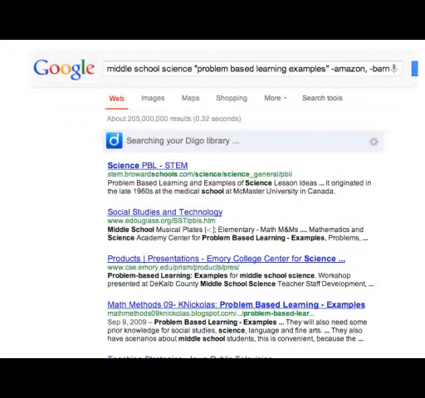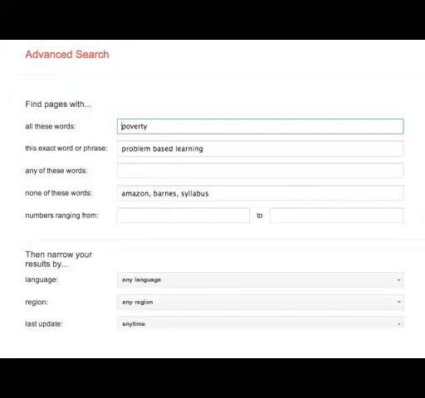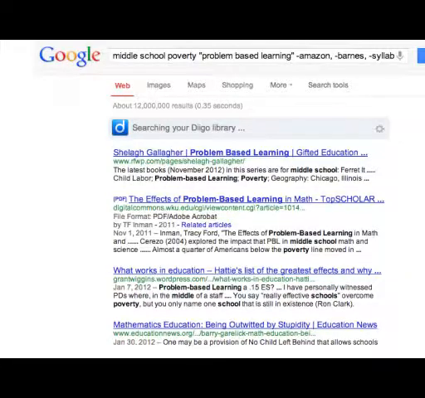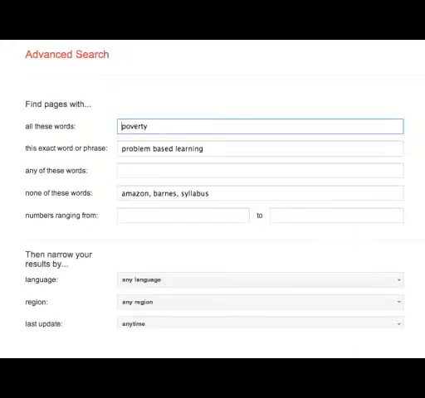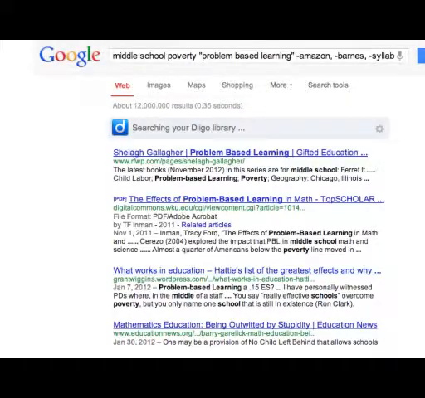Okay, probably what was wrong here is the middle school. Putting that term in, because I put it as a keyword, anything to do with middle, school, or science, that's what it's searching. So really, a bad search. Back to advanced search. Let's get really specific. I want to see if I can find PBL specifically about poverty. And again, keep Amazon, Barnes, and syllabus in to keep those out. And this one I also kept in middle school. See, that's what's thrown us off.